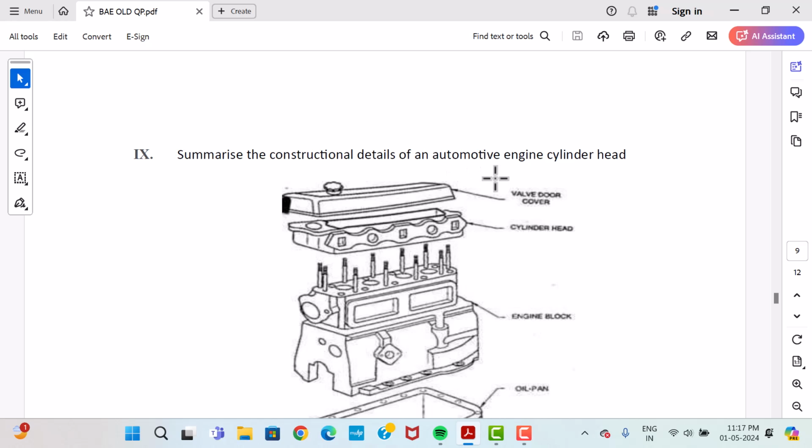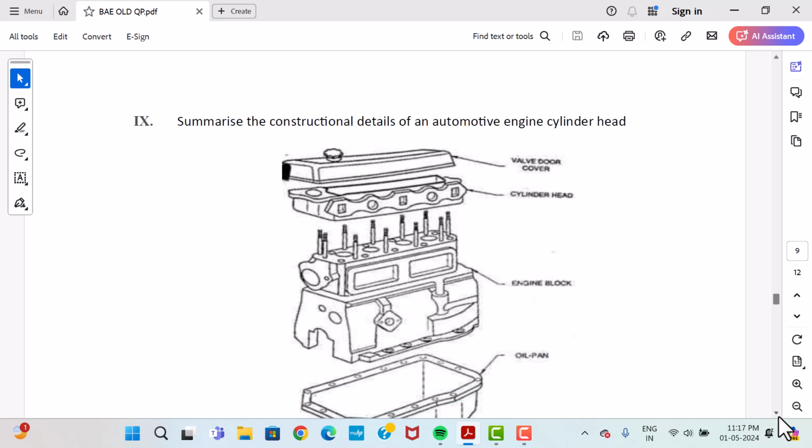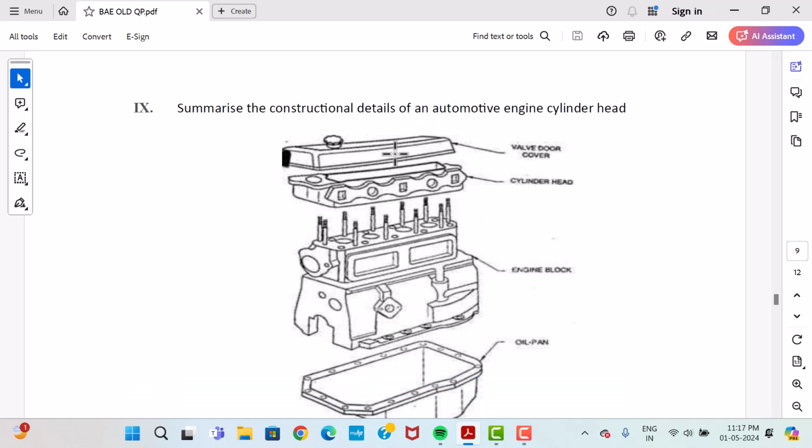Summarize the construction details of the automotive engine cylinder head. This is the figure of the cylinder head. The question is to summarize the construction details of the engine cylinder head. Here you can see the cylinder head in this figure. This is the valve cover, cylinder head, this is the cylinder, this is the crankcase, and this is the oil pan.